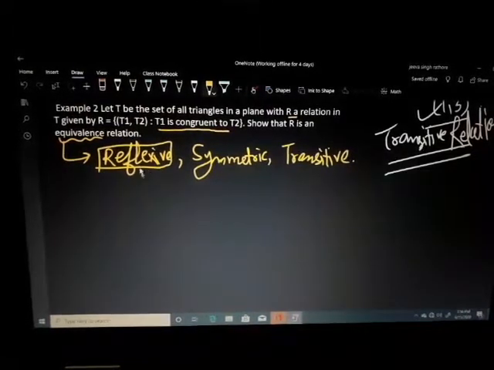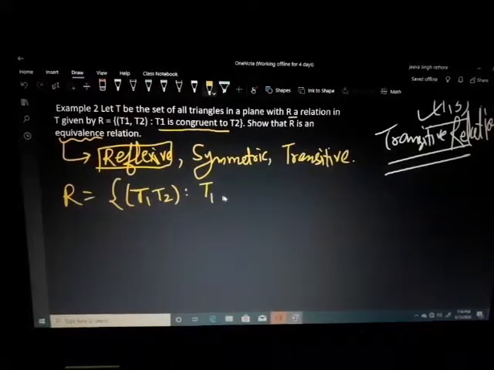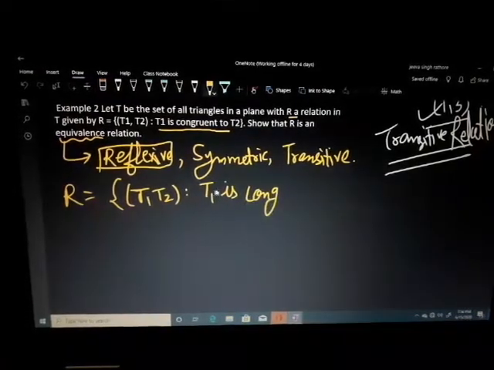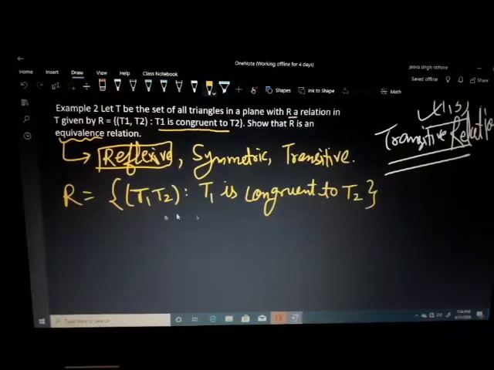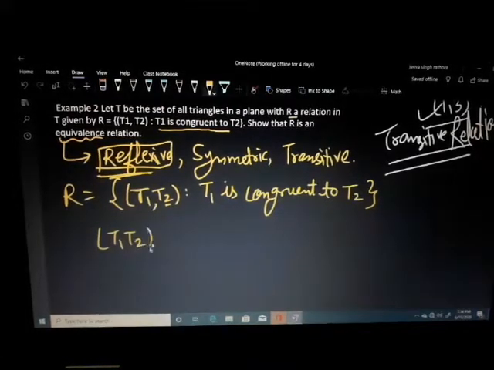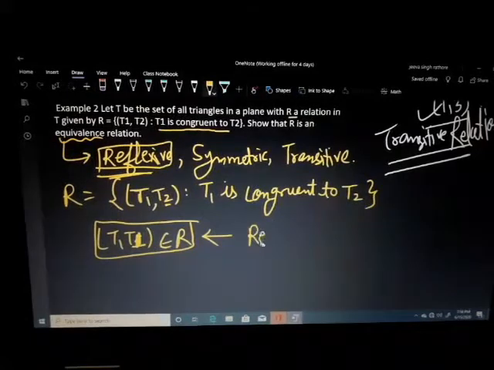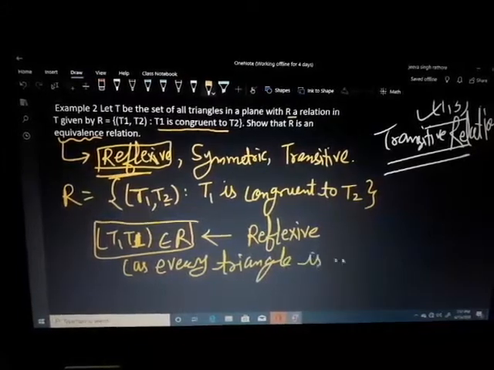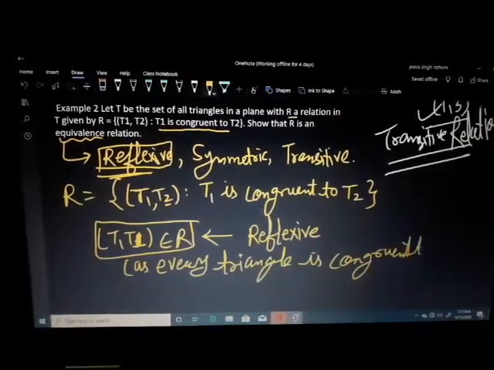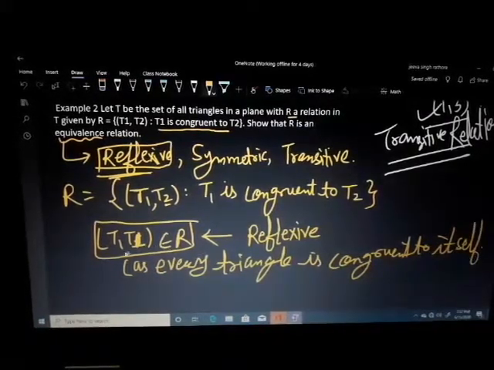First, you have to prove it is reflexive. The relation R is given, where (T1, T2) is the ordered pair such that T1 is congruent to T2, and T represents a triangle. To show it is reflexive, (T1, T1) also belongs to R. That's why we can say this is reflexive, as every triangle is congruent to itself. That's why T1, T1 belongs to R.